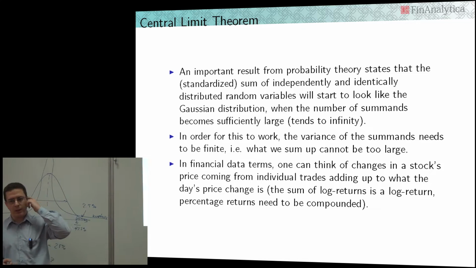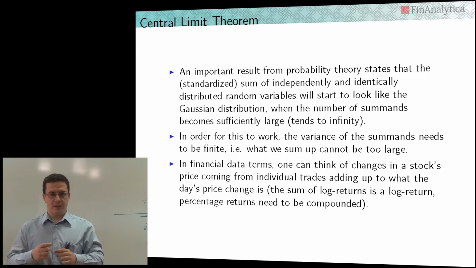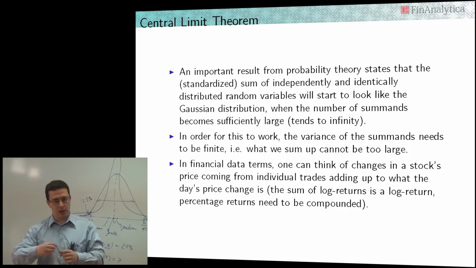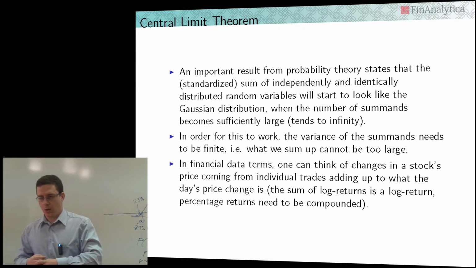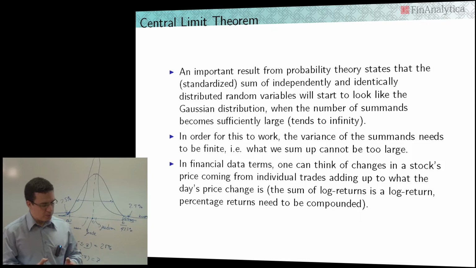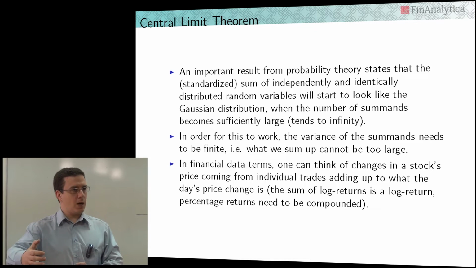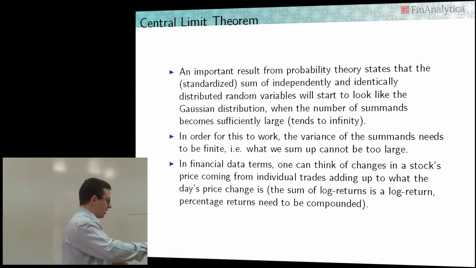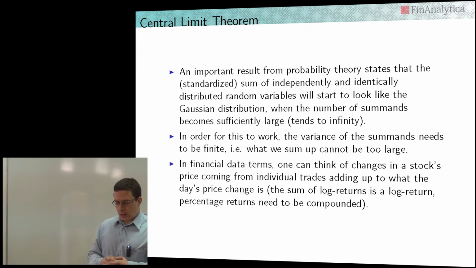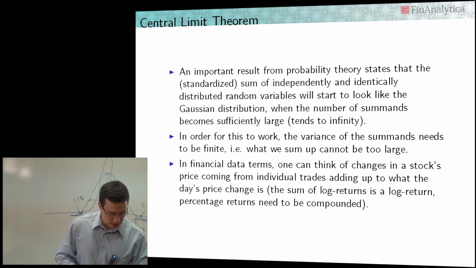You have to assume that these small changes in the price from trade to trade have finite variance. So the variance needs to exist in order for this to become normal, Gaussian in the limit. But since people initially believed that these price changes cannot be that large, so it has a finite variance, it's kind of okay to use the Gaussian. Well, that's not a wrong assumption, but certainly questionable.